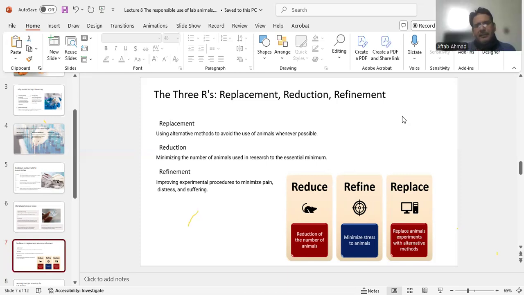And then the last R is refinement. So refinement is we have to improve our procedures so we can minimize pain, distress, and suffering of the animal. So we can refine the procedure, and we will definitely study more about this refinement, that how we can go towards refinement.